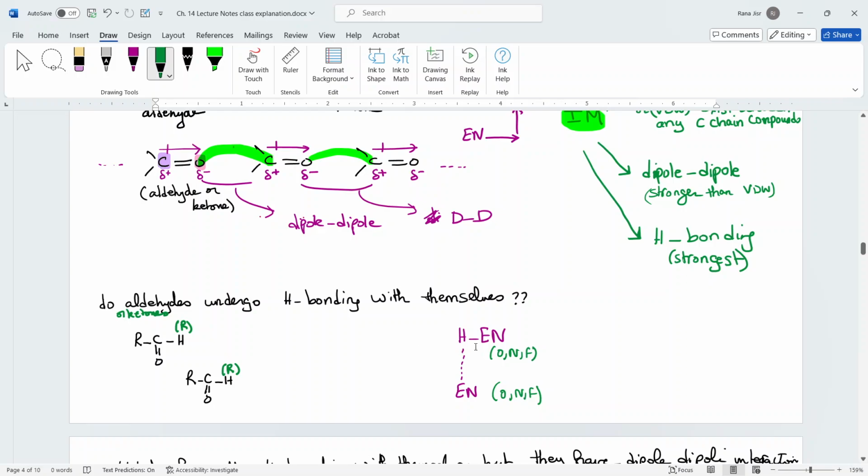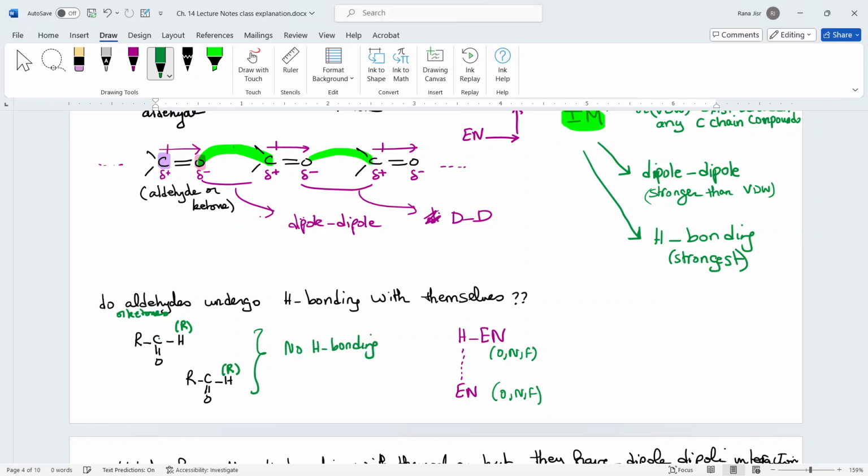No. To start with, I do have an electronegative element, which is the oxygen, yes, but I don't have a hydrogen connected to O in there. I do have a hydrogen connected to a carbon. So here in this case, I would say that there is no hydrogen bonding.